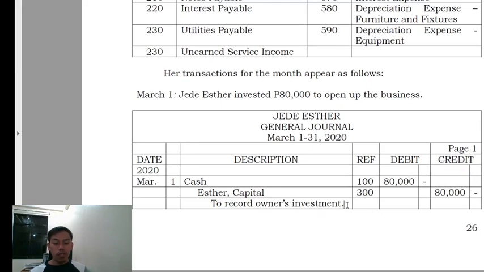And we give explanation to record owner's investment, or to record investment of the owner. So, may space din po siya after Esther.